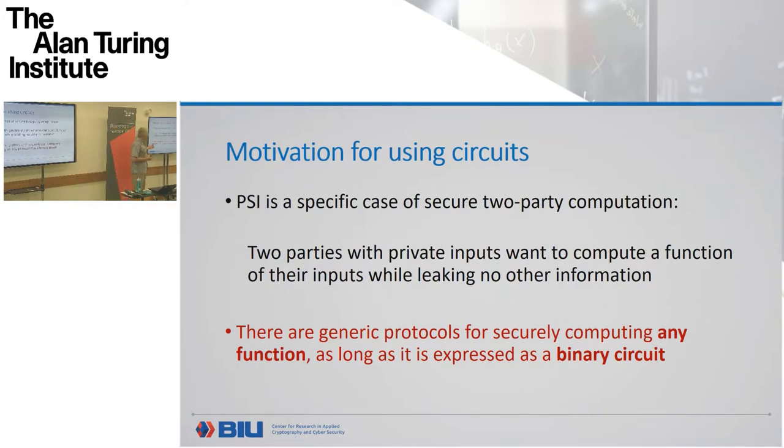And the issue is that these generic solutions require you to have the function represented as a binary circuit using AND and NOT gates that you probably learned in your first year at the university. So if you want to compute a function, you have to describe it as a binary circuit, and then there are generic protocols and software packages that you can use. So basically, you have to take the set intersection problem and represent it as a circuit.